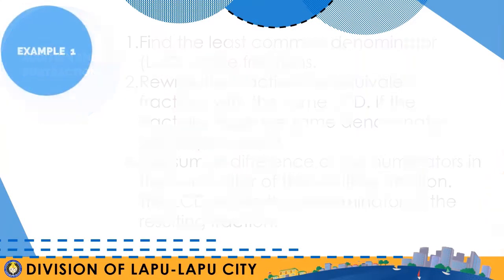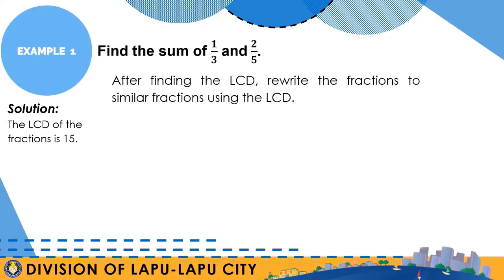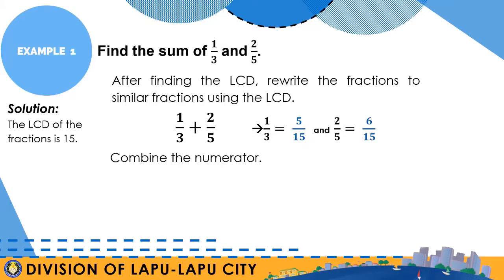Example. Find the sum of 1/3 and 2/5. Solution. The LCD of the fractions is 15. After finding the LCD, rewrite the fractions to similar fractions using the LCD, so we have 5/15 plus 6/15. Then, combine the numerator. 5 plus 6 is equal to 11. Therefore, 1/3 plus 2/5 equals 11/15.